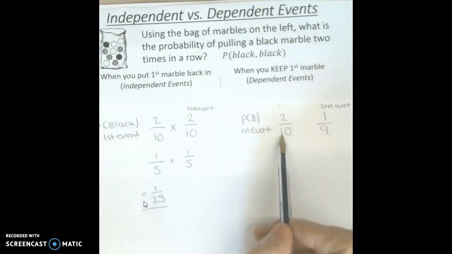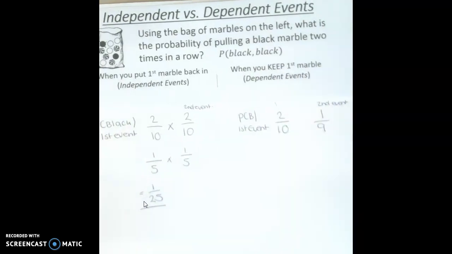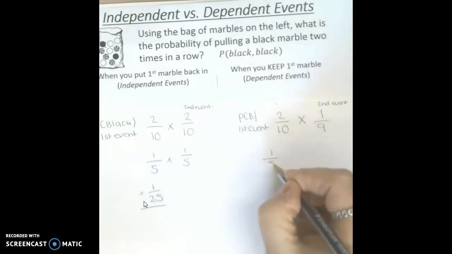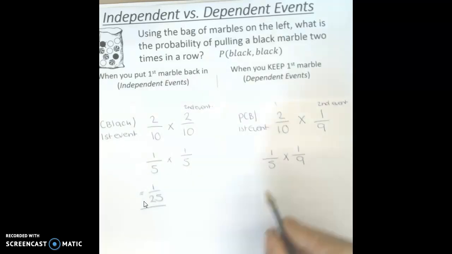Okay, so by keeping the first marble, it has affected the probability of taking out the second marble. And again, we want a black marble followed by a black marble, so it's timesing, and that becomes 1/5 times 1/9, and that equals 1 over 45. So you can see how the probability has changed because we didn't put the marble back.